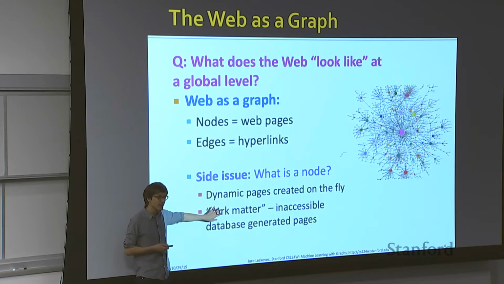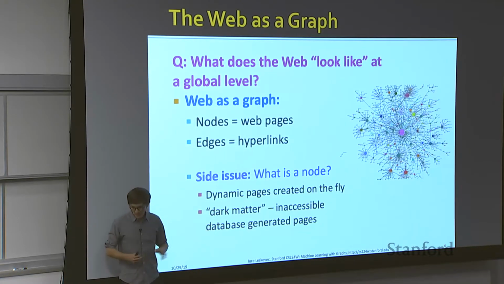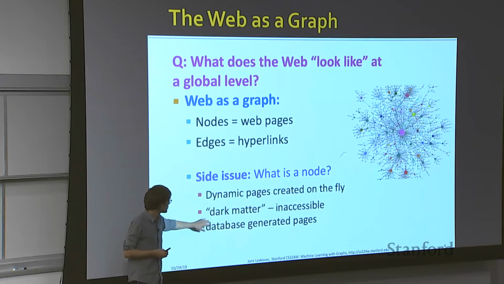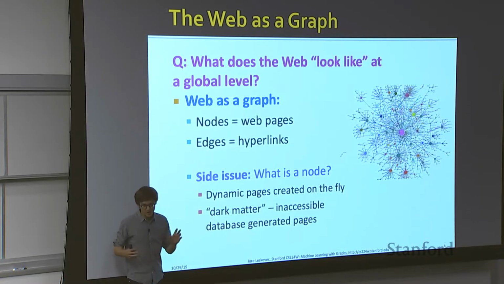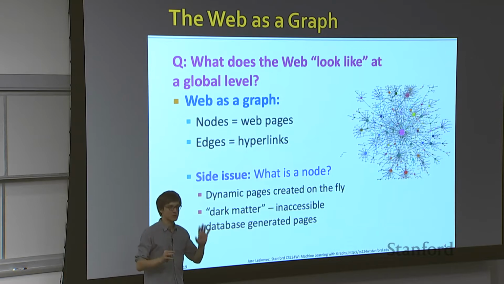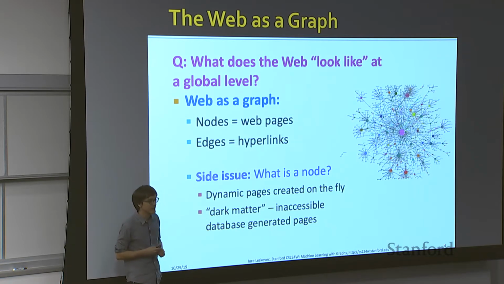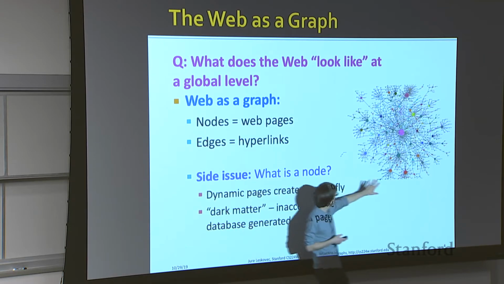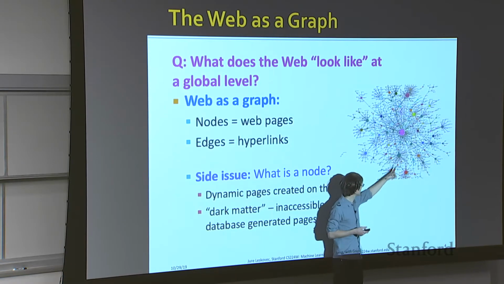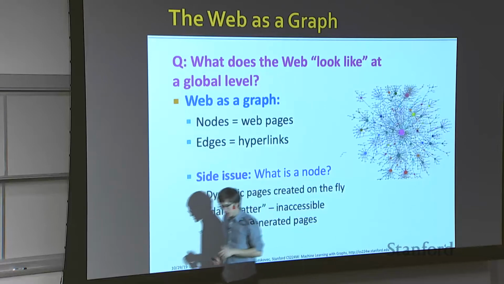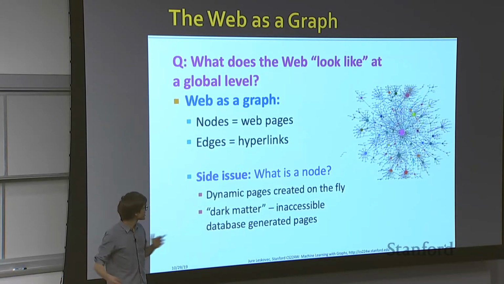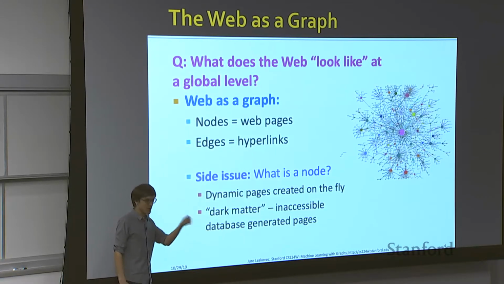The other thing we will also ignore is what people call dark matter, which would be inaccessible pages on the web that are behind firewalls, passwords, logins, and so on. So these are issues we will ignore. For us, the web will be this set of web pages. There will be links between those web pages, and all these web pages have unique URLs, right? So when I say a page, I mean a unique URL.